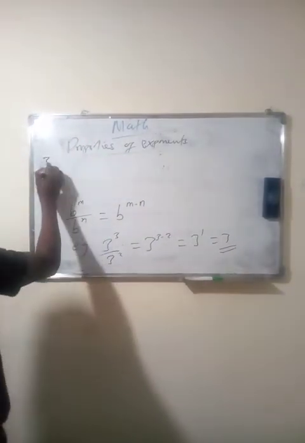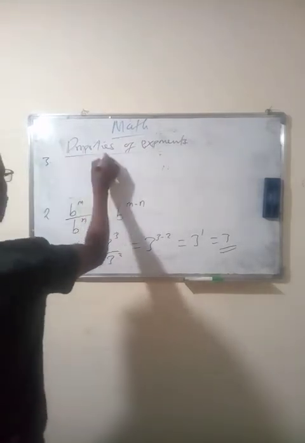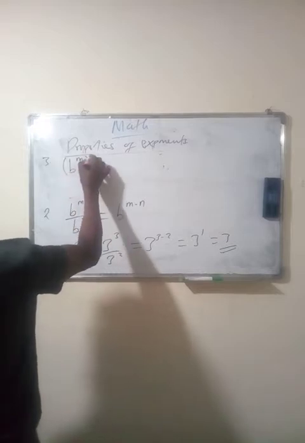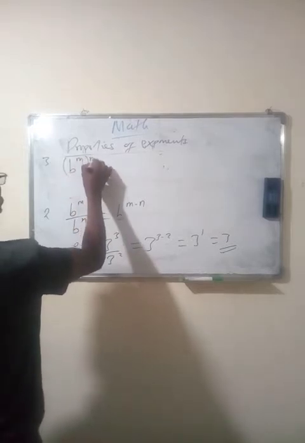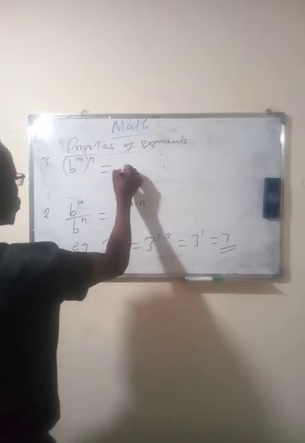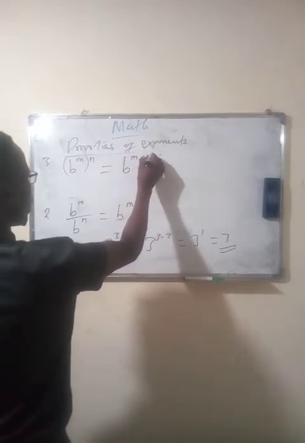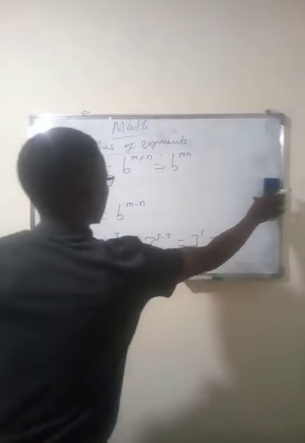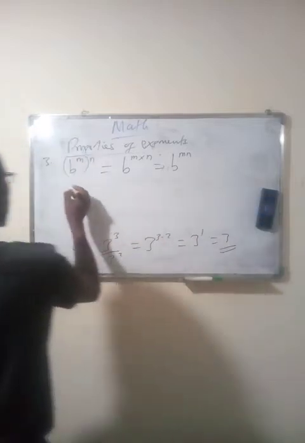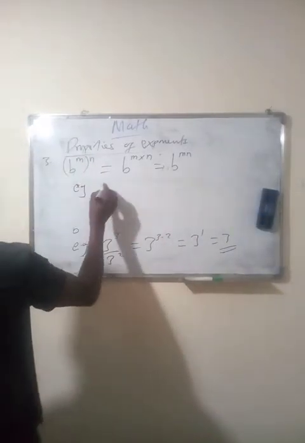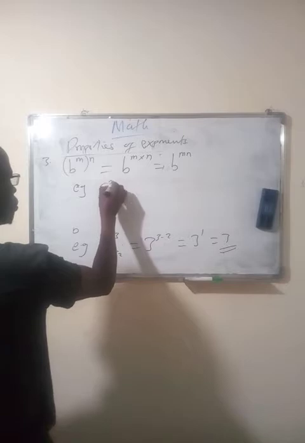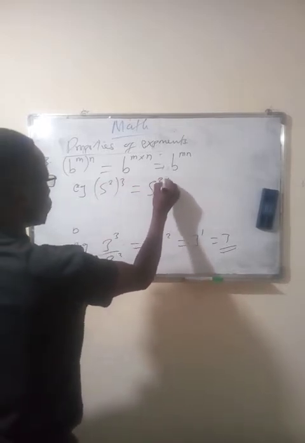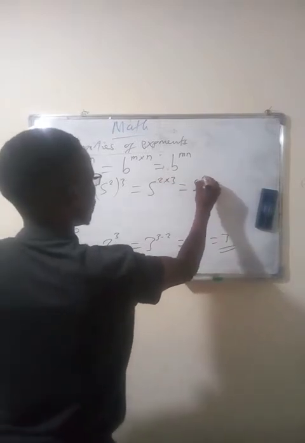Then let's look at another property of exponents, which is very important. The third one is, let's say if we have, let's say b to the power m, all to the power n. Okay, so this is simply equal to b to the power m multiplied by n, which is equal to b to the power mn. All right. So that is another property of exponents. Another simple example. Let's say if we have 5 to the power 2, all to the power 3, this is going to be equal to 5 to the power 2 times 3, which is equal to 5 to the power 6.